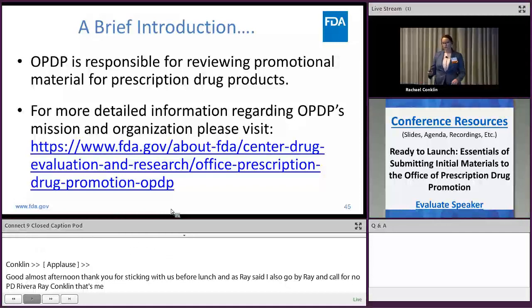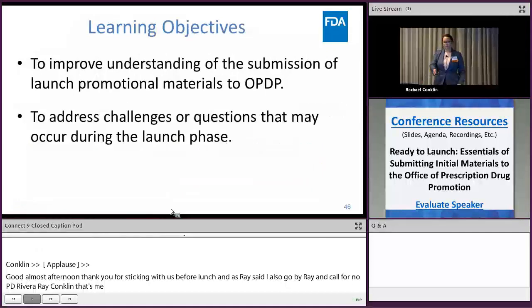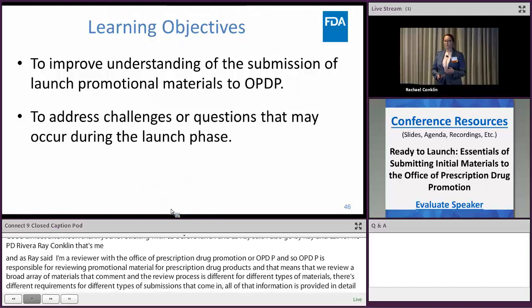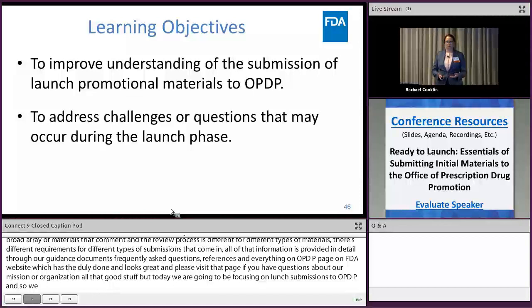But today, we're really going to be focusing on launch submissions to OPDP. And so our learning objectives are to improve understanding of the submission of launch promotional materials to OPDP and to address challenges or questions that may occur during the launch phase.